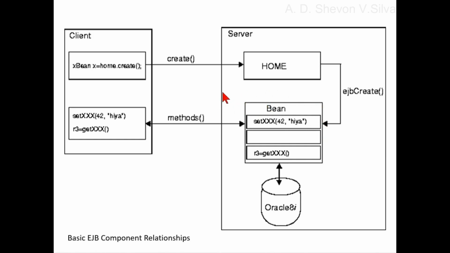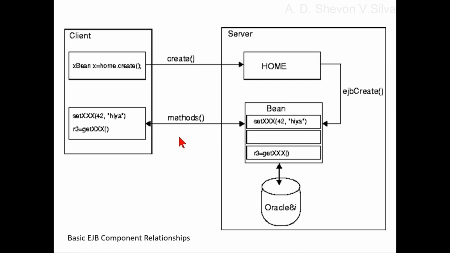The remote interface specifies the methods that you implement in the bean. These methods perform the business logic of the bean. The bean must also implement additional service methods that the EJB container calls at various times in the lifecycle of a bean.